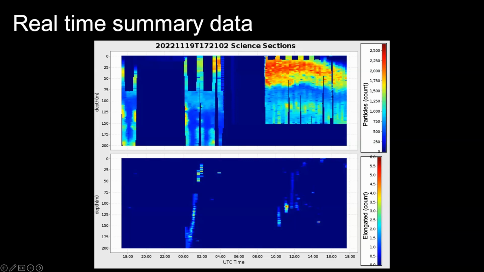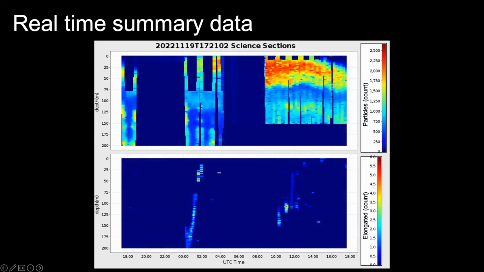On the x-axis, we now have time. So this is one 24-hour period on the 19th of November of last year. And I'm sorry, the y-axis is depth. The color scale is what differs between these two plots. So on the top, we have particle counts. So this is just everything that we're seeing in the camera system mashed together and put on this color scale here. And then on the bottom plot, we have the count of the elongated particles. And you can see that in the top, we're looking at thousands of counts. And in the bottom panel, we're looking at tens of counts.